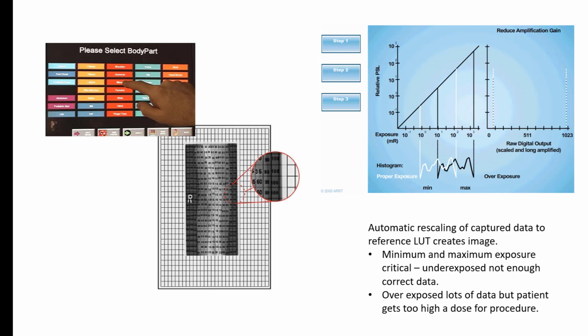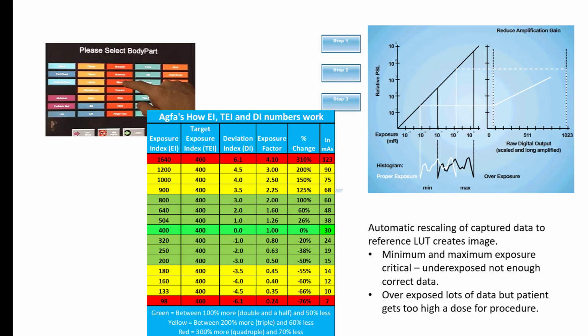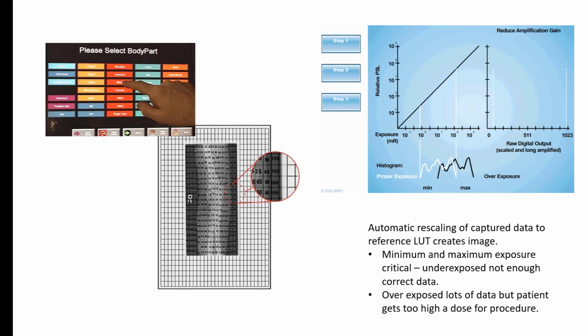We can only take quality data within a certain range and create a proper image. The image may look proper, but if the exposure indicators indicate that it is not, guaranteed you're going to miss some pathology.